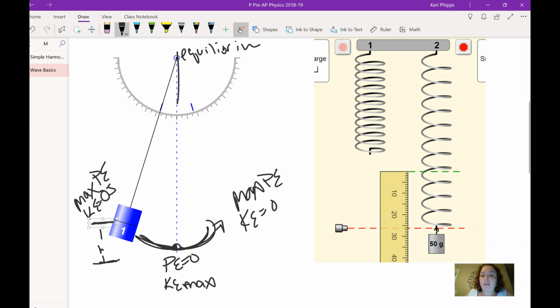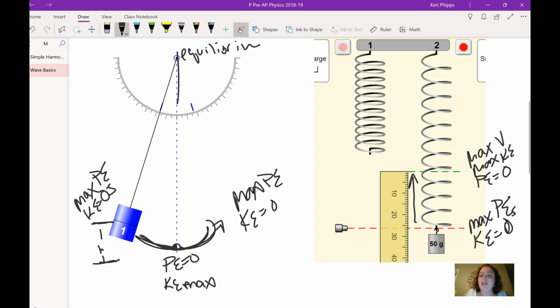When you pull it down, this is maximum spring potential, and you're holding it, so that means your kinetic energy is equal to 0. As it goes back up, it's going to speed up until you get to the equilibrium position, where this is its maximum velocity. So it's the maximum velocity, maximum kinetic energy, and that also means our potential energy is equal to 0.